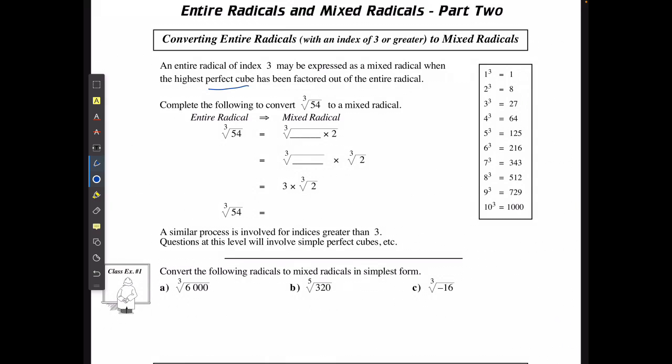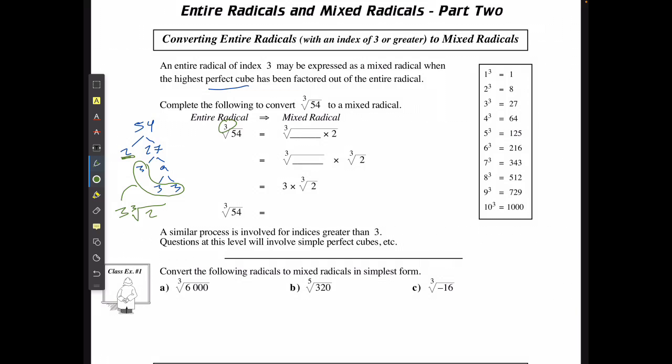Now, our prime factorization method works for this as well. If I took 54 and split it up into 2 and 27, 3 and 9, and 3 and 3, I can see that I have 3 3's. And I have an index of 3, which means I need 3 of the same thing to move one out. So I can move one of those 3's out by taking the cube root of it, and then the 2 is still left on the inside.